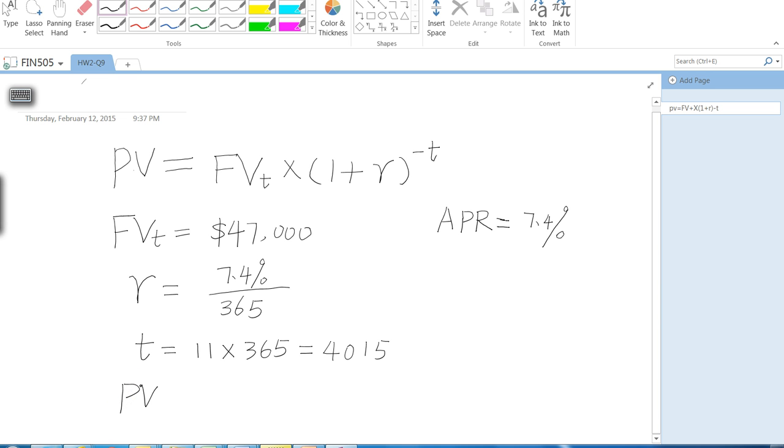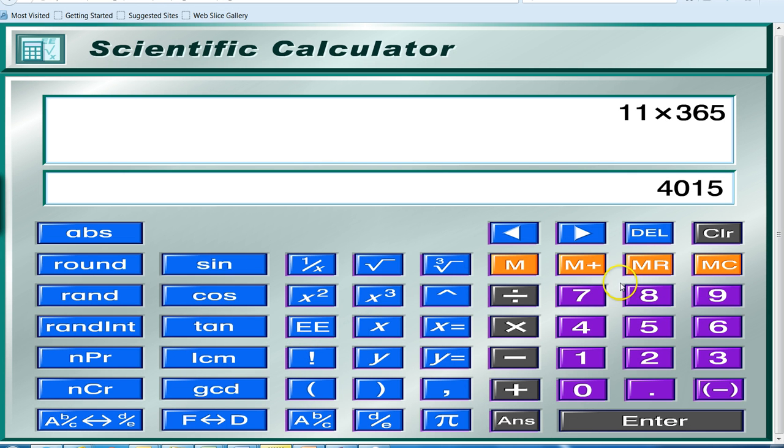So present value now equals 47,000 times 1 plus, again, just put this whole chunk in, 7.4% divided by 365, and raised to the power of negative 4015. Okay, so now let's use the calculator to figure out the final answer. So just put everything into the calculator.